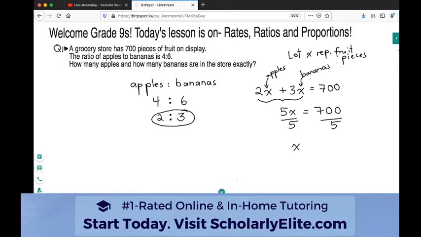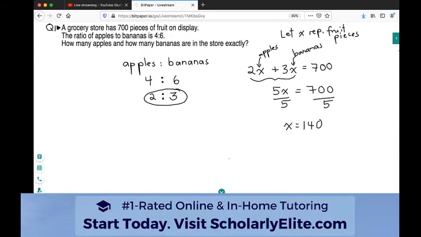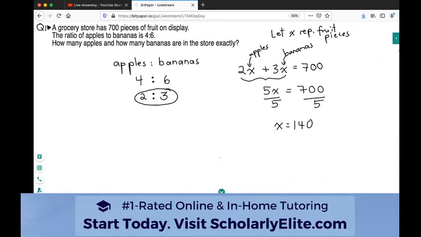Okay. So then basically I'm going to get x equals 700 divided by 5, which is 140. So x represents 140 fruit pieces. So I'm going to now take this information and use it to my advantage. So this was step 1. We created a statement. And now in step 2, I'm going to take this information and use it to my advantage. So that means that I have apples to solve for.